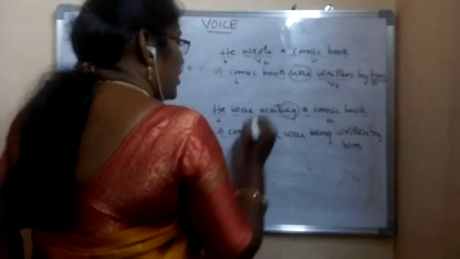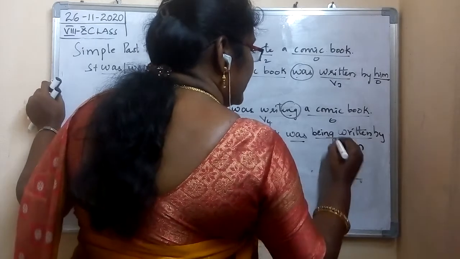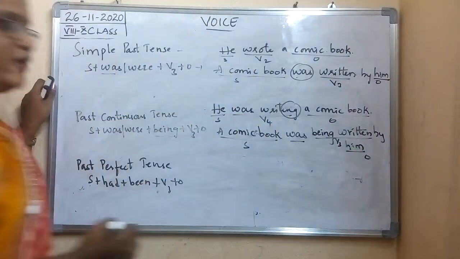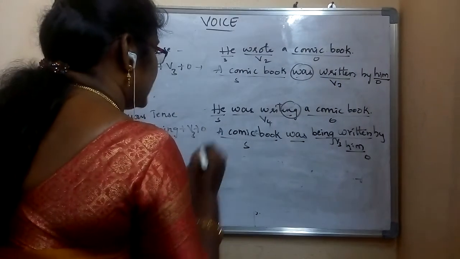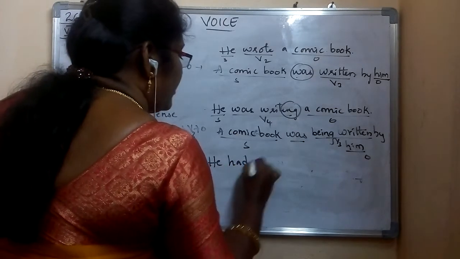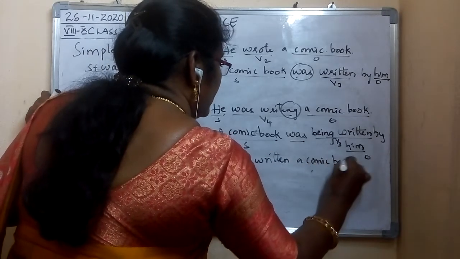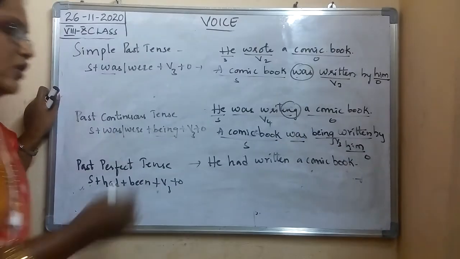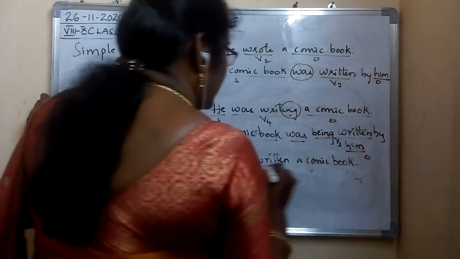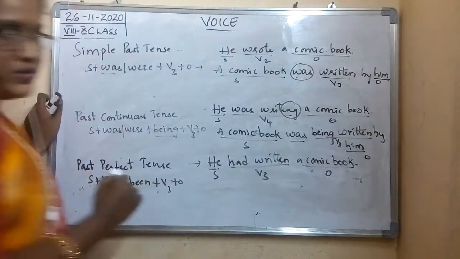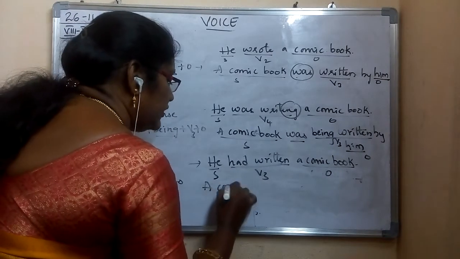Again, comic book is what? Object changed into subject. Okay. Helping verb is there. And being written is what? V3 form. And him is what? Object. According to the structure, did we get? Yes. So now, next one is what? Past perfect tense. If I change the sentence like, he had written a comic book. Now he is what? Subject. Had written is what? V3. That means past perfect tense. This is already past perfect tense. A comic book is object. Now object must come to subject place. So a comic book.